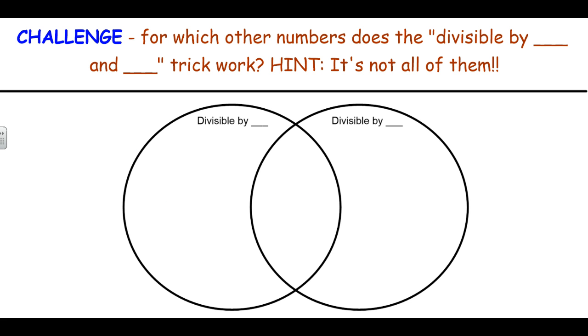And so the challenge is to come up with a few other examples of numbers that work for that. I'll give you a hint, it's not all of them. Not every number can be thought of as broken down into parts. And if you want an extra challenge, you can try to see if you notice what numbers fall into that category and what numbers don't. But try to come up with a few other numbers, if you can, where if it's divisible by this and this, then it is divisible by that number.